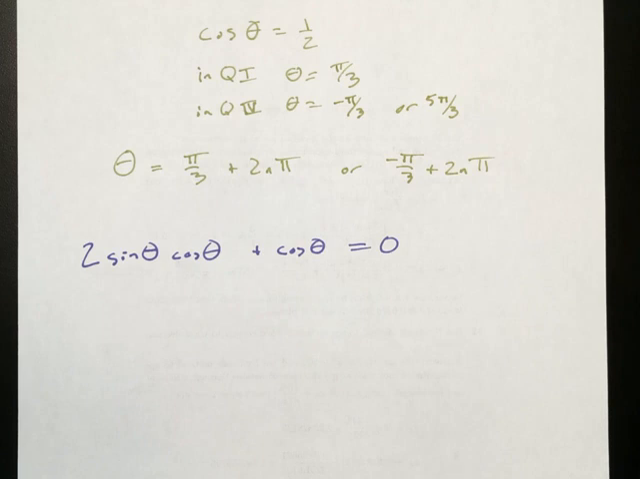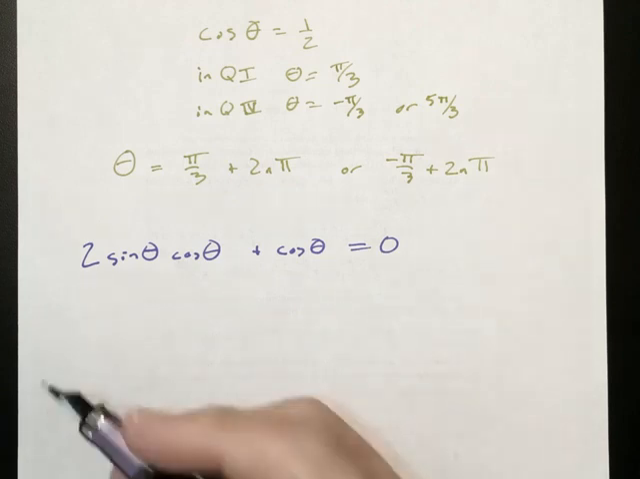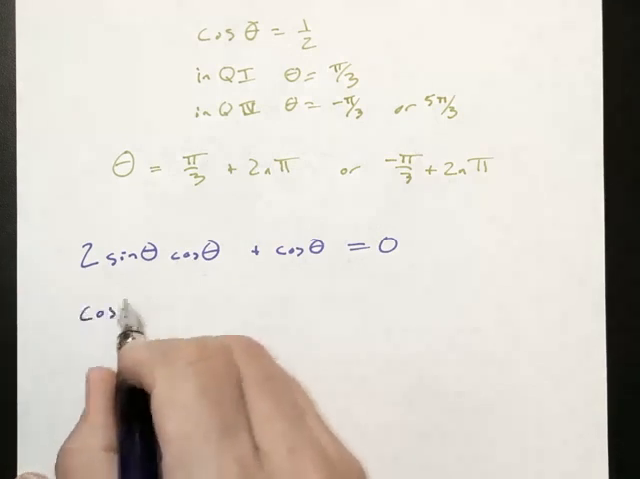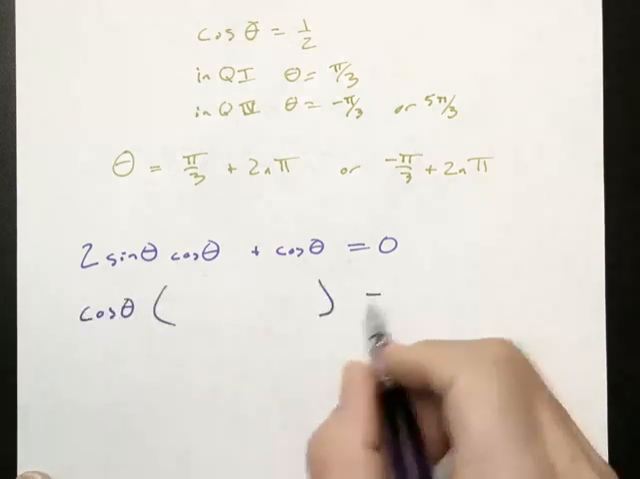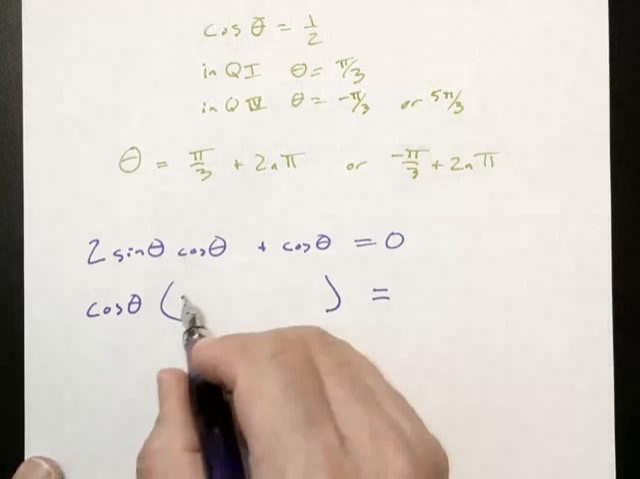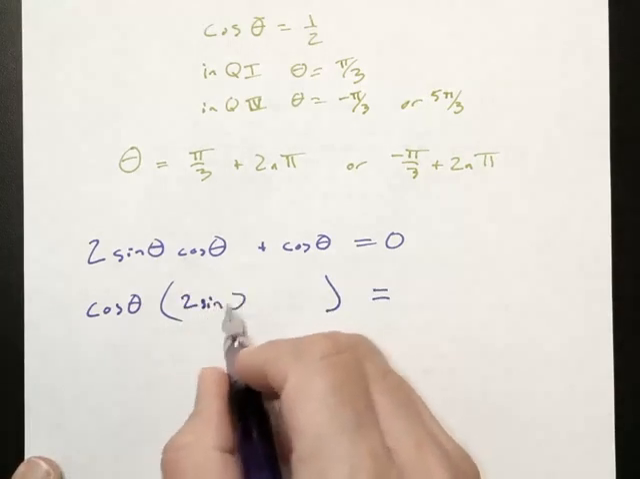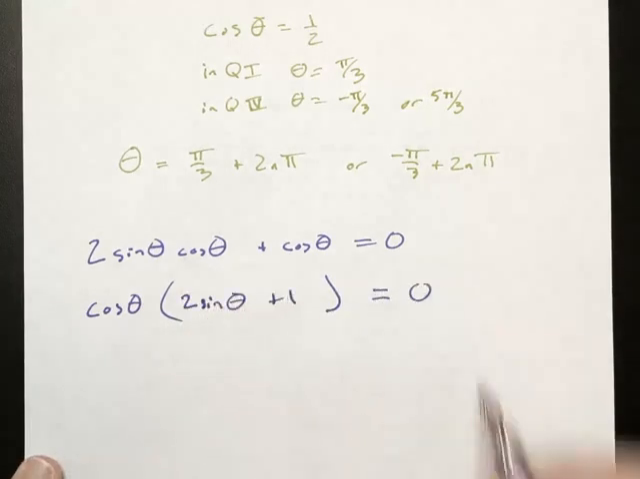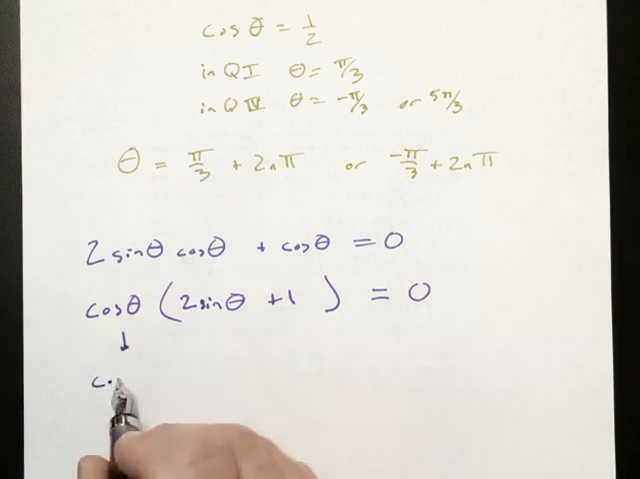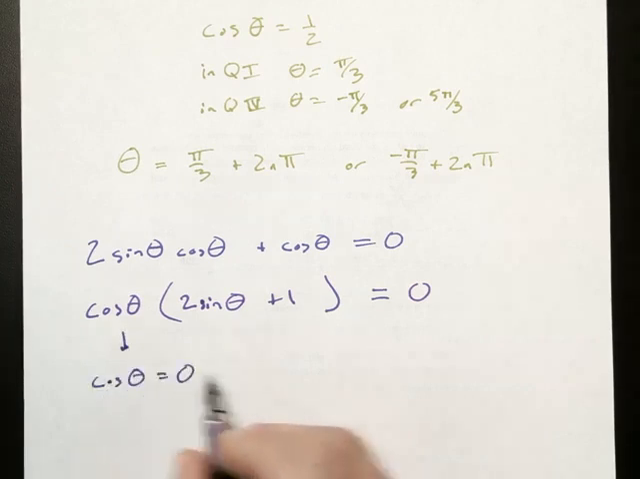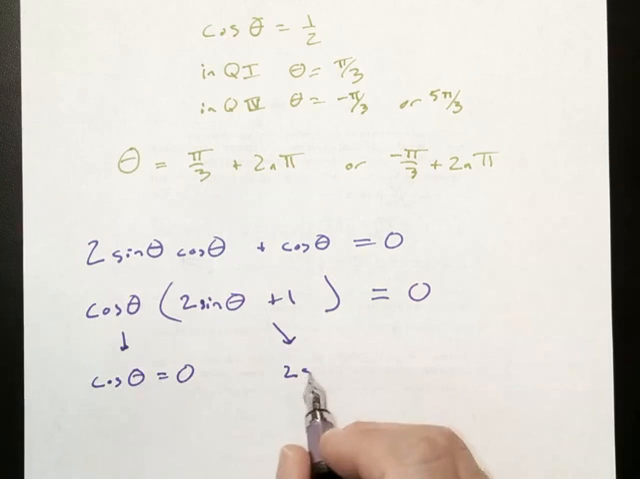Factor out cosine later. Okay. And if I do that, what is left behind in the factoring? And since that's equal to 0, either the first piece must be equal to 0 or the second piece must be equal to 0. So again, this turns into two separate problems.